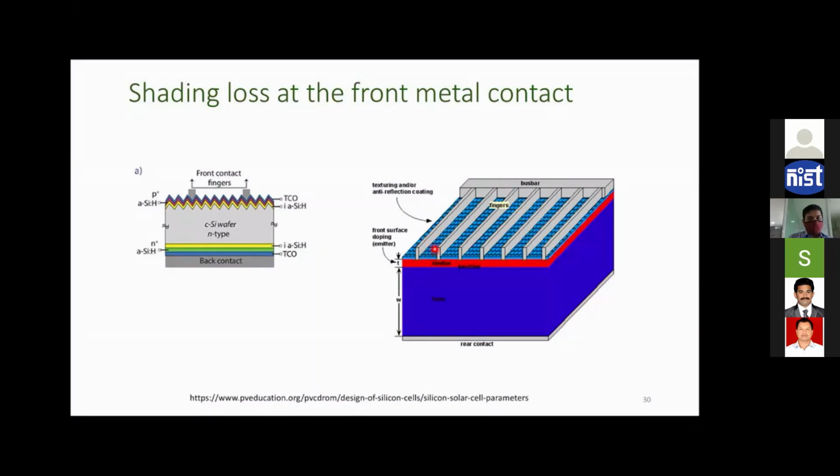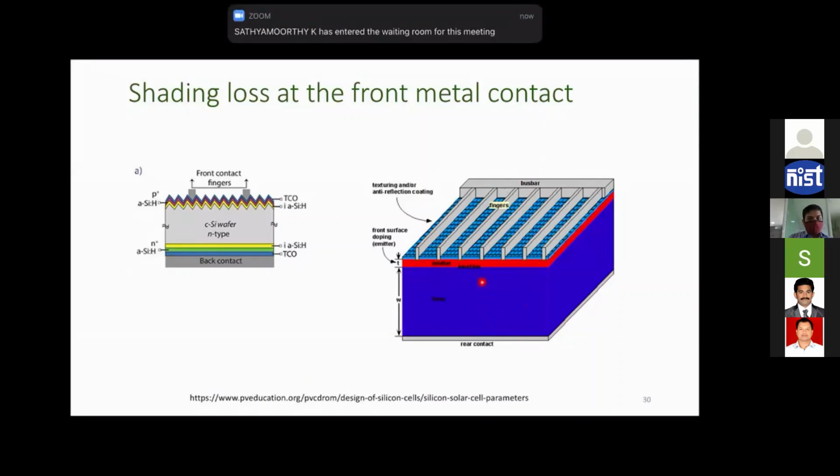So let us put the finger closer. But if you put the finger closer, what will happen? The amount of sunlight that is coming from this front side and entering into your absorber layer will be reflected back from the front side.